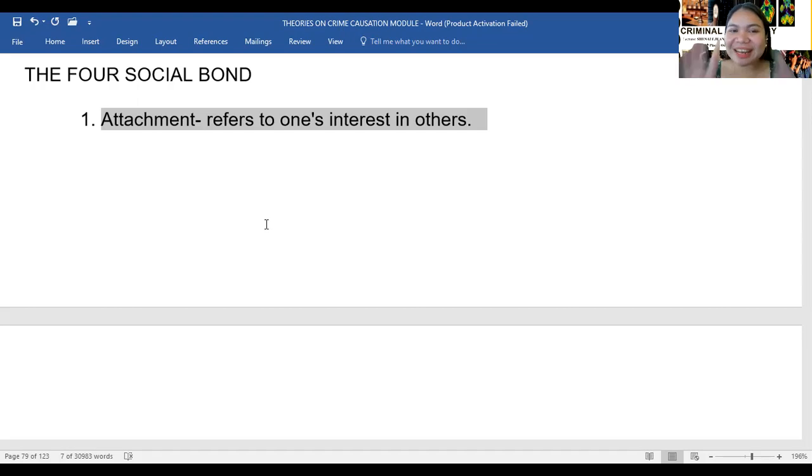Okay. Class, attachment is our relationship, our interest in other people. For example, your attachment to your parents. You love your parents. You want them to be happy. That's why you are studying well. That is an example of social bond.